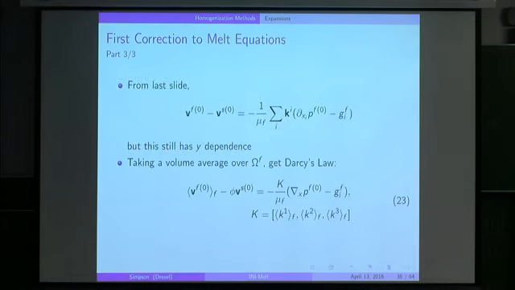So if we take a volume average over the fluid fraction, we get Darcy's law. So this is the volume average of the fluid velocity. This is the volume average of the solid velocity. Because this is independent of the fine scale, I just kick out a phi. And there's my permeability tensor, which is expressed as averages of solutions of the cell problems.